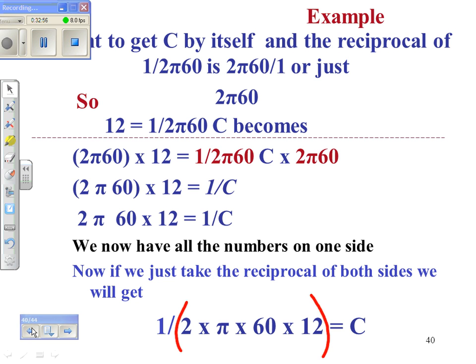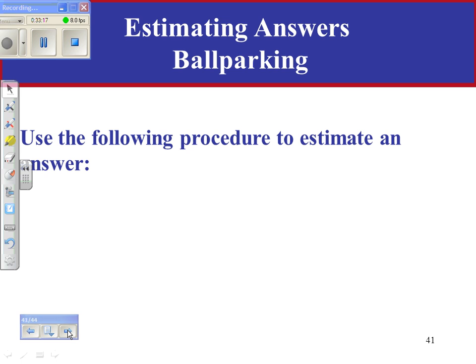So if we just take this number, 2 times 3.14 times 60 times 12 will give us a number. And then if we have a handy-dandy TI-30X2S calculator, we can just hit x to the minus 1, enter, and it'll tell us what that reciprocal is. And that is going to be a very small number over here, right? Okay. Let's go to the next thing.